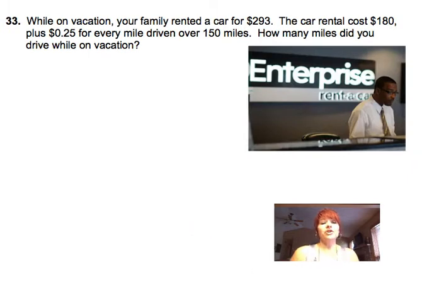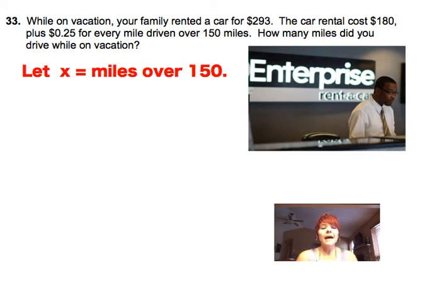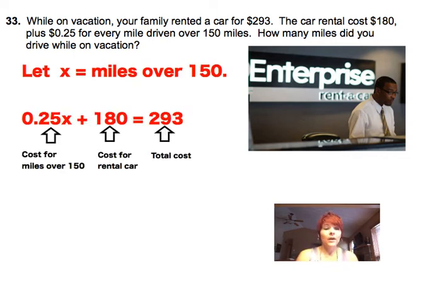33. While on vacation, your family rented a car for $293. The car rental costs $180 plus 25 cents for every mile driven over 150 miles. How many miles did you drive while on vacation? Well, we start with, let x be your miles over 150. Then if I write the equation, I'm going to take 0.25 for the 25 cents for every mile over 150, so 0.25x. Plus, you have an initial fee for the cost of the rental car right up front, and that's $180. And then you're going to equal your total cost of $293.